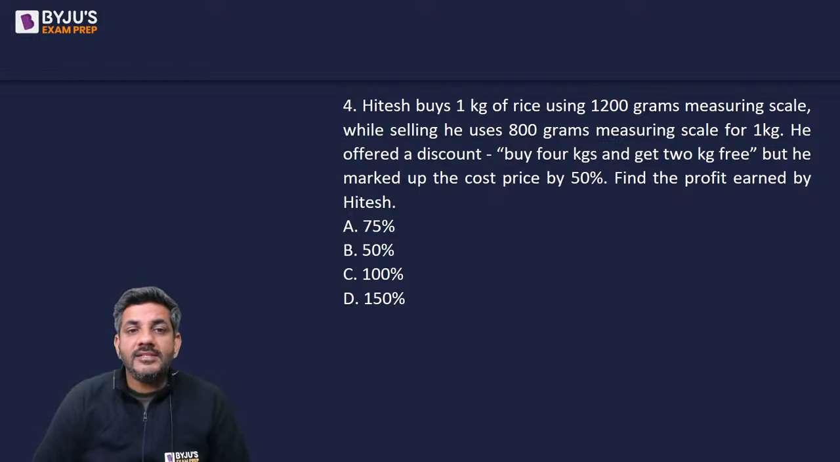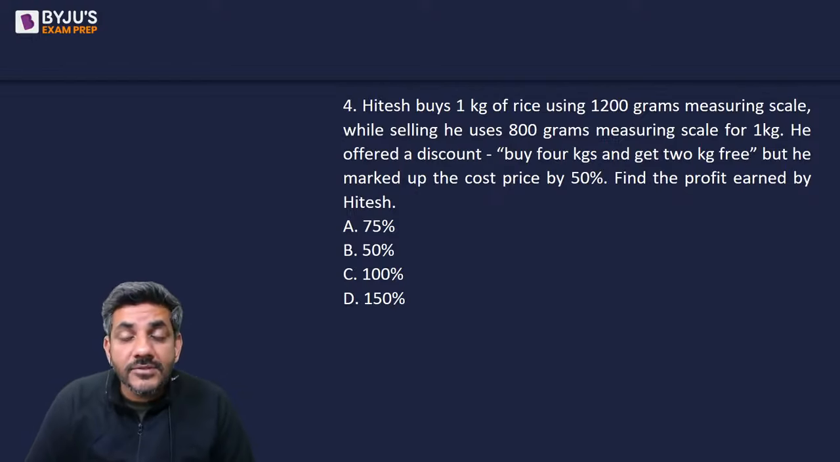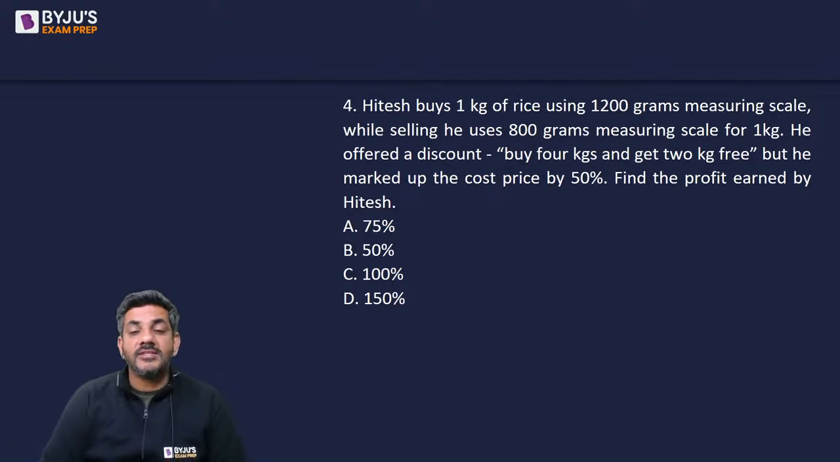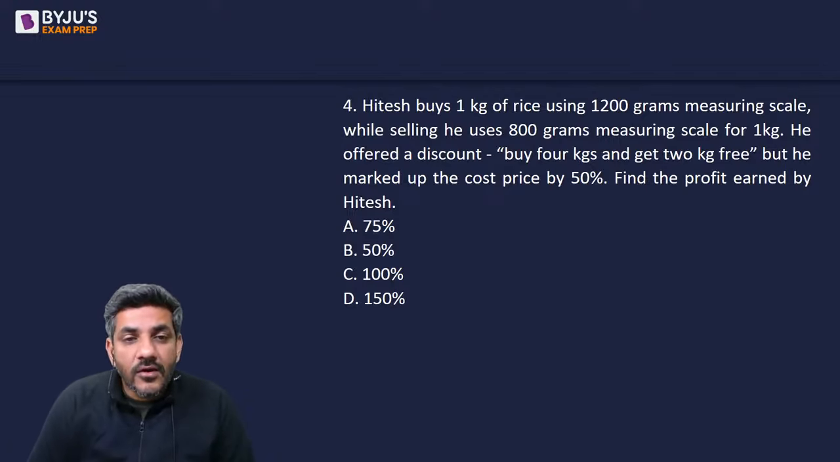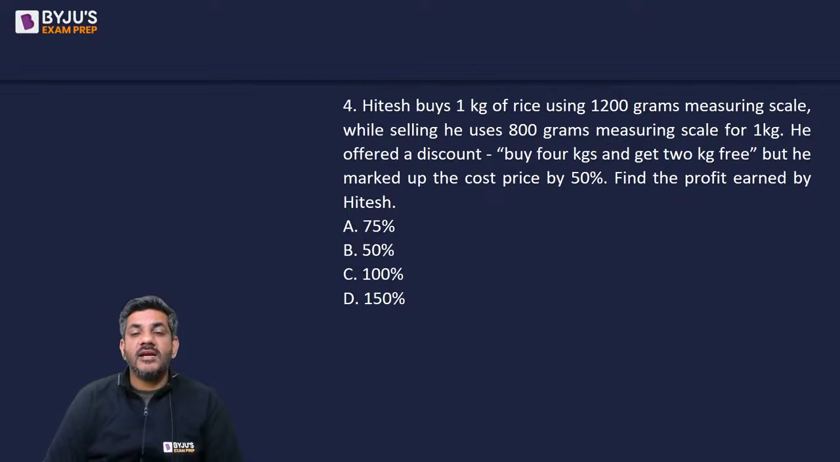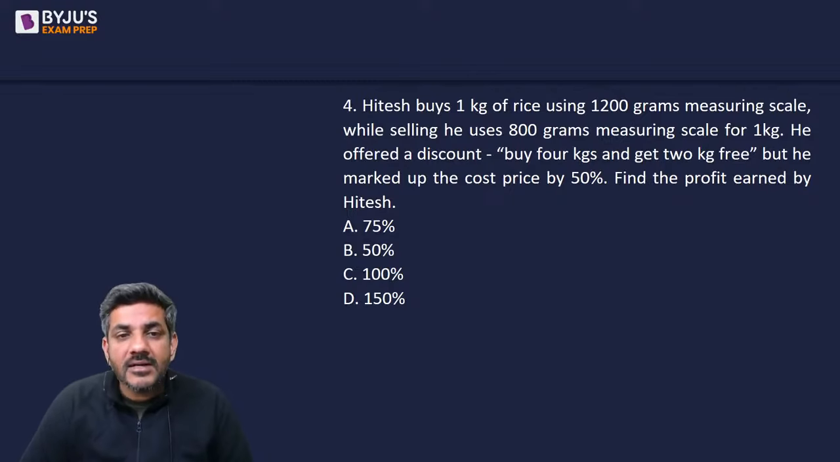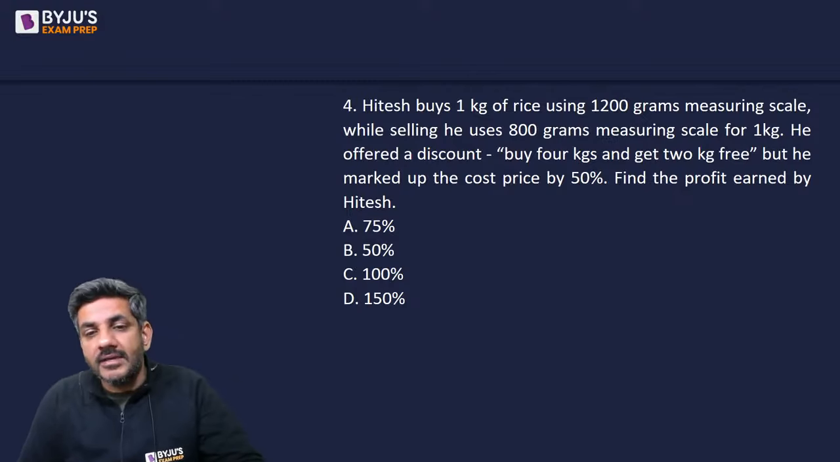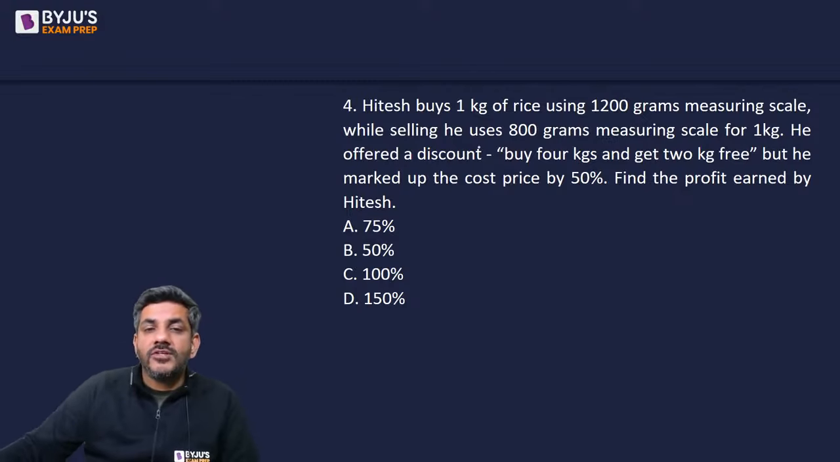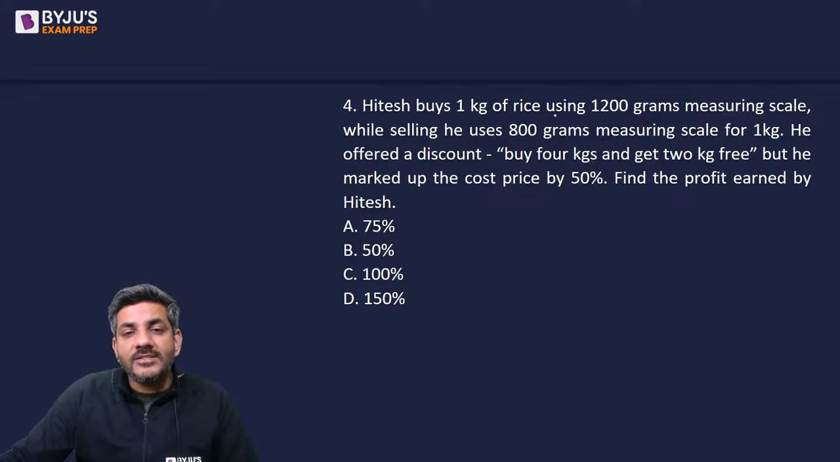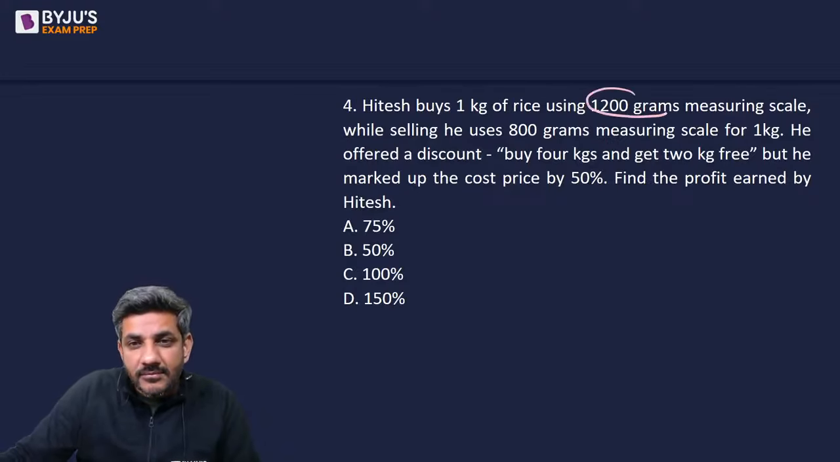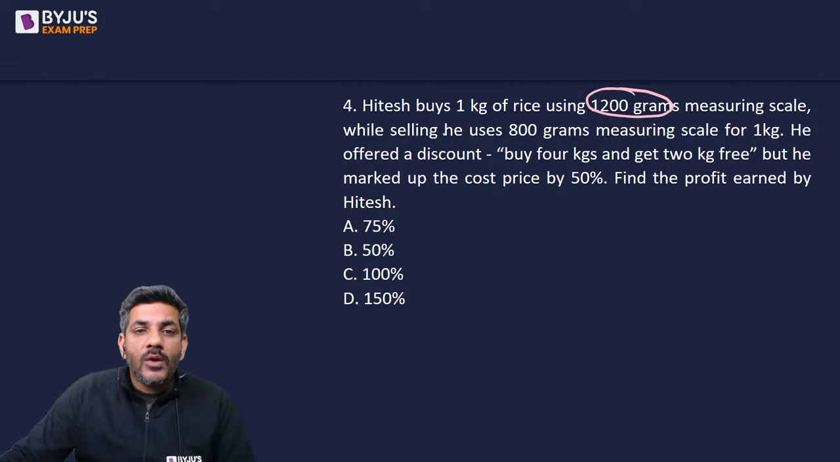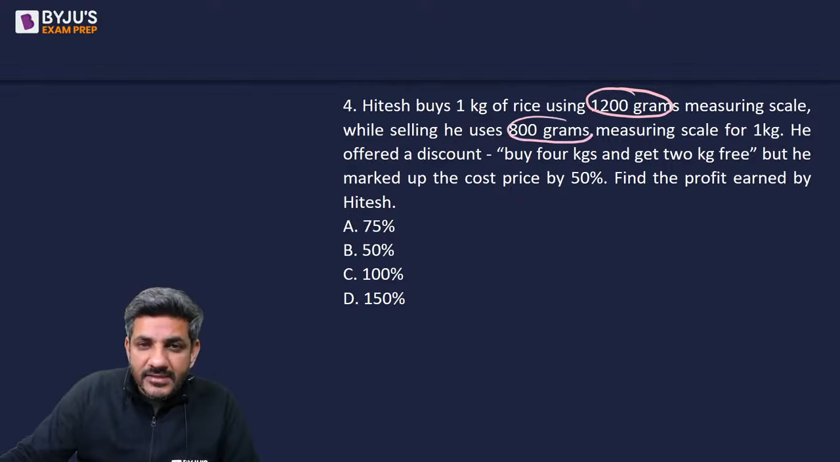Hitesh buys 1 kg of rice using 1200 grams measuring scale. While selling, he uses 800 grams measuring scale for 1 kg. He offered a discount of buy 4 kgs and get 2 kgs free, but he marked up the cost price by 50%. Find the profit earned by Hitesh. Okay. Now, first of all, he buys 1 kg of rice using 1200 gram measuring scale. While selling, he uses 800 gram measuring scale.